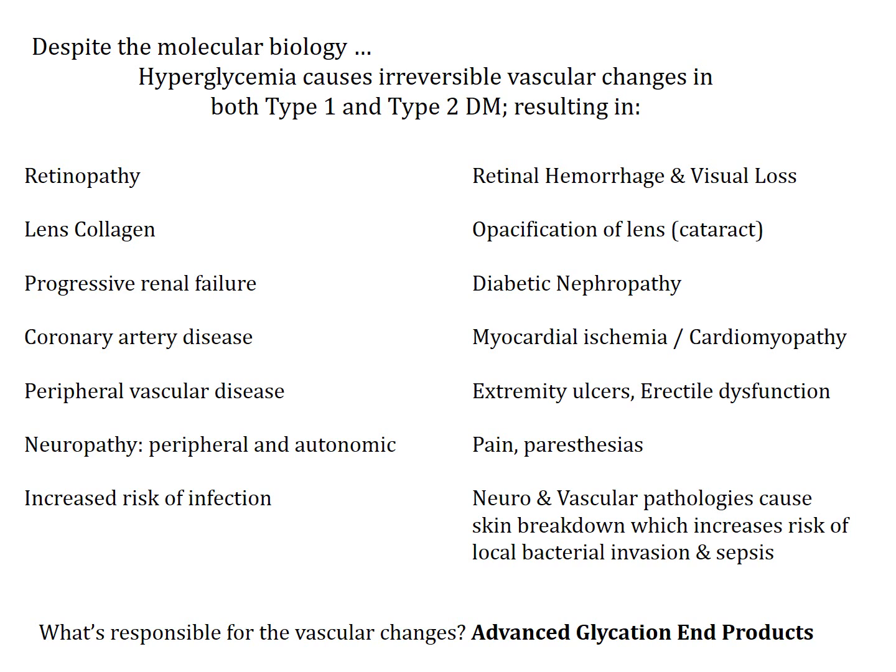So retinal hemorrhage and going blind, cataracts and going blind, damaging your kidneys and ending up on dialysis, developing cardiomyopathy, myocardial ischemia, and heart attack, developing ulcers in the extremities, erectile dysfunction, diabetic nerve pain, and again, breakdown of skin which results in increased risk of skin infection, which can lead to sepsis. Whether you're type 1 diabetic or type 2 diabetic, those end results are going to be the same.